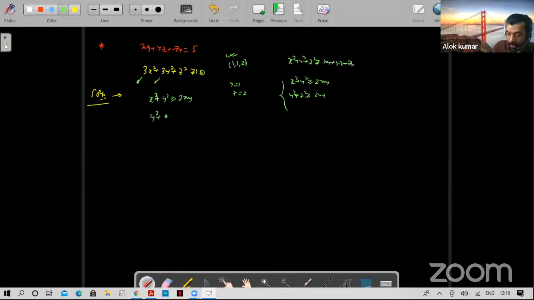So y square plus z square by 4. Let's see what it gives me. This is greater than or equal to, this is just zy, because 2 times will come. So this is yz. Similarly, this is x square plus z square by 4, greater than or equal to zx. Now I will say that x square plus y square is 2xy.